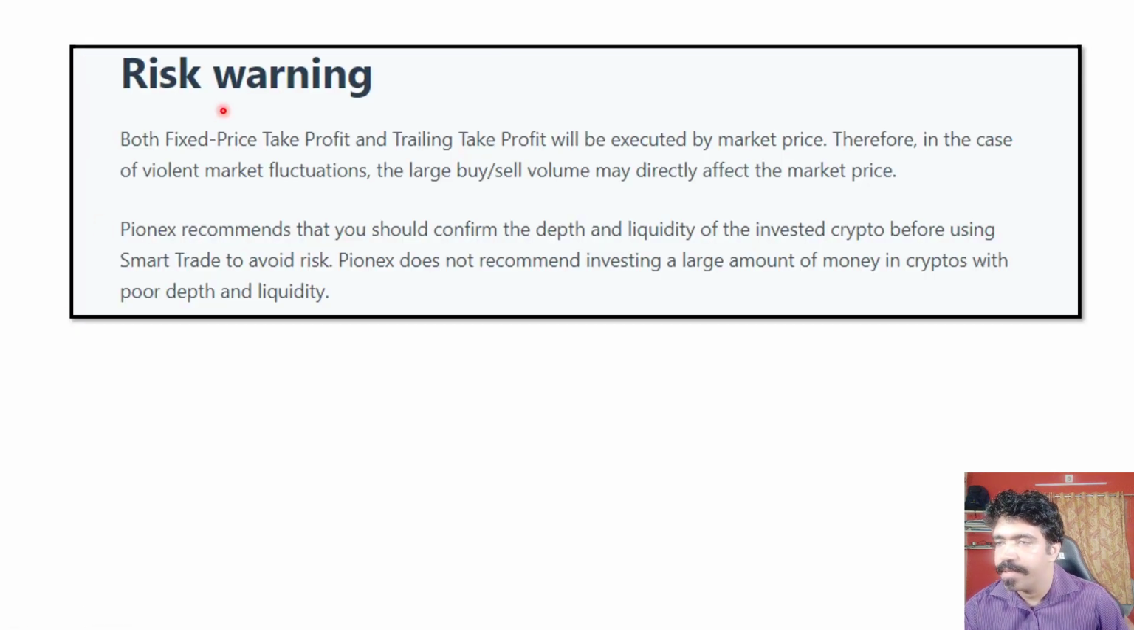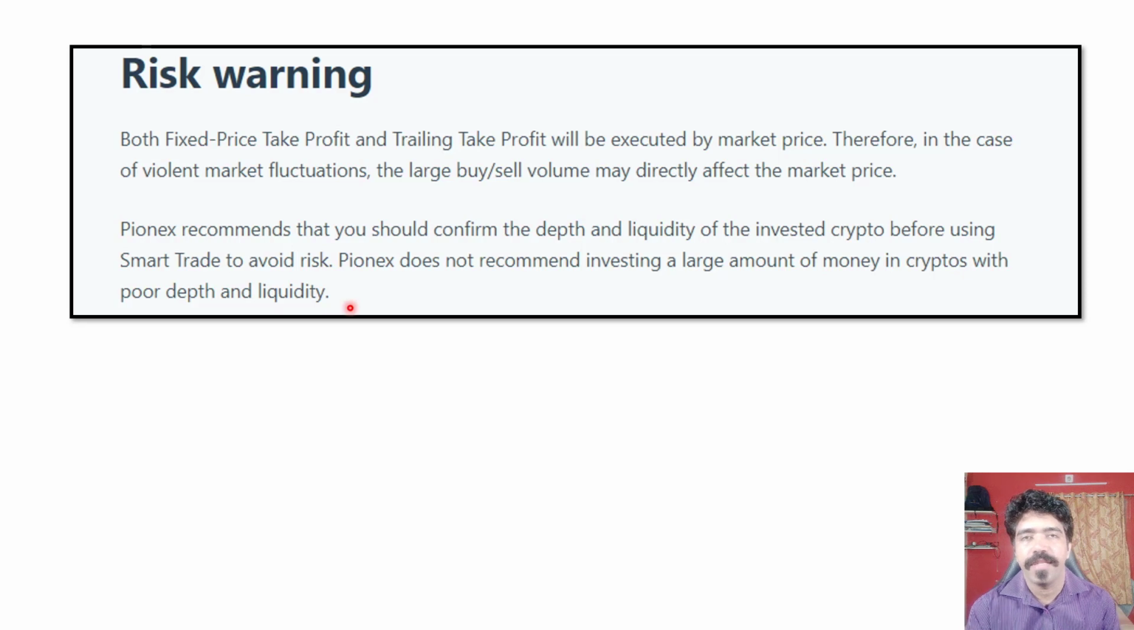Okay, so now let us discuss the risk warning. Both the fixed price take profit and the trailing stop loss and take profit will be executed at the market price. Therefore, in the case of violent market fluctuation, large buy and sell volume may directly affect the market price. Pionex recommends that you confirm the depth and liquidity of the investment portfolio before using smart trade to avoid risk. Pionex does not recommend investing a large amount of money into cryptos with poor depth and liquidity.